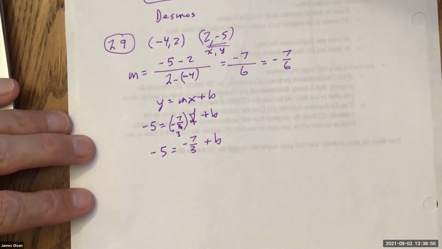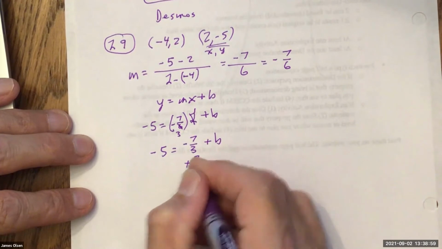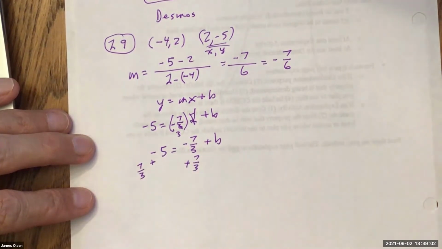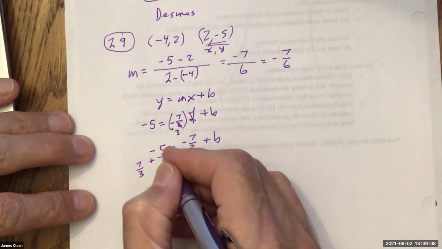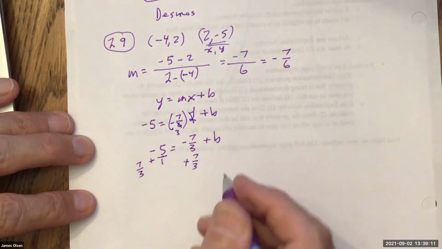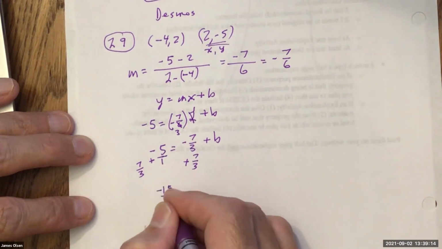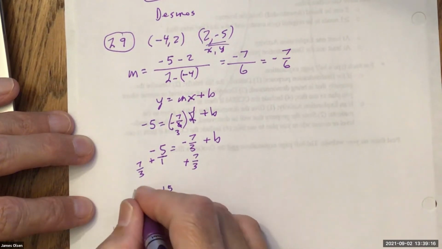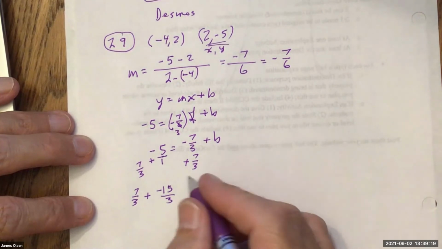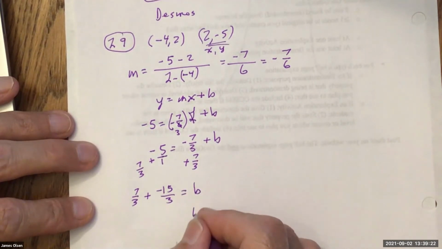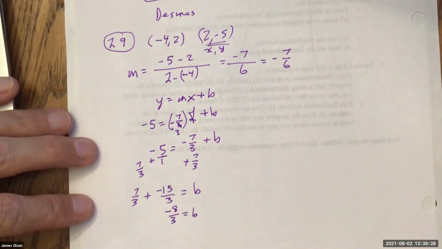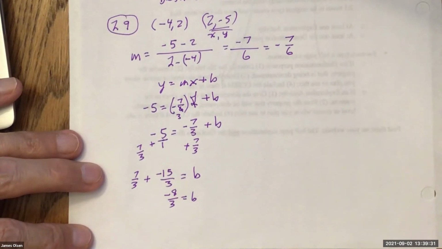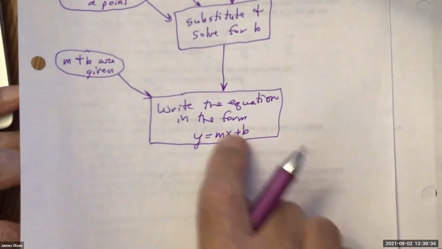This is why we need to be able to do fractions. So I'm going to add 7/3 to both sides. And I need to get a common denominator of thirds. Negative 5 over 1. If I multiply by 3 over 3, it becomes negative 15/3. 7/3 plus negative 15/3 is equal to b. Positive 7 and negative 15 is negative 8. So we have negative 8/3 is b.